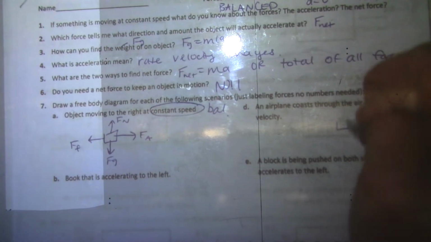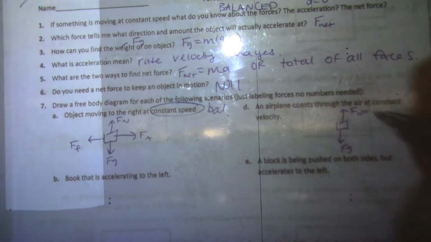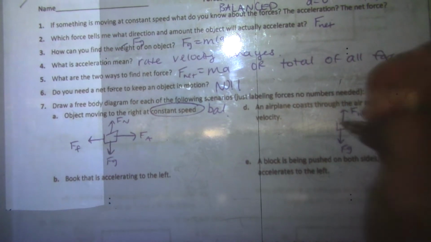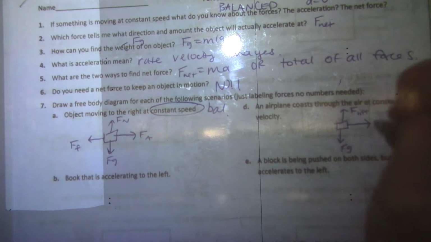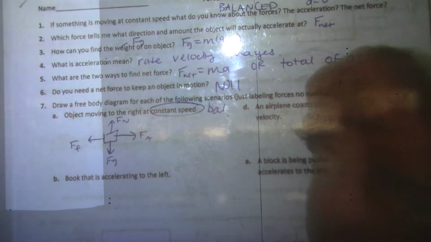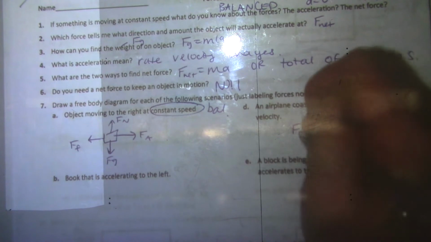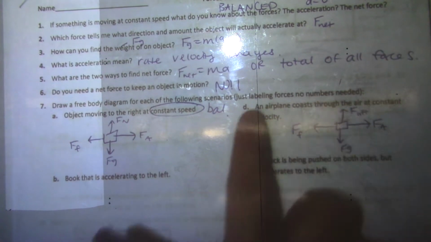Airplane coasting, so of course I have force of gravity. I would have some, I'm going to call it lift force. It's not a normal force because it's not a surface, but something like the engine holding it up. Let's say you have an applied force, then you would have some air resistance, or you can call it a drag force or friction force. If it's at constant velocity, it better all be balanced though.